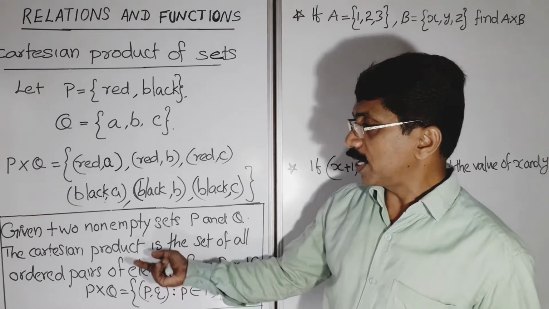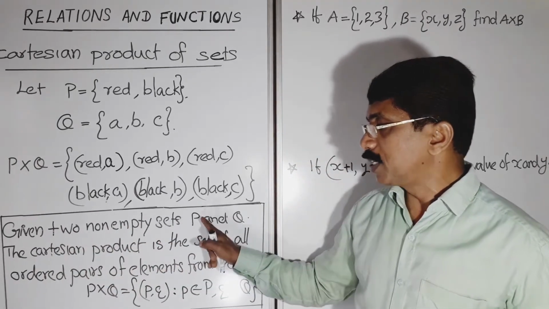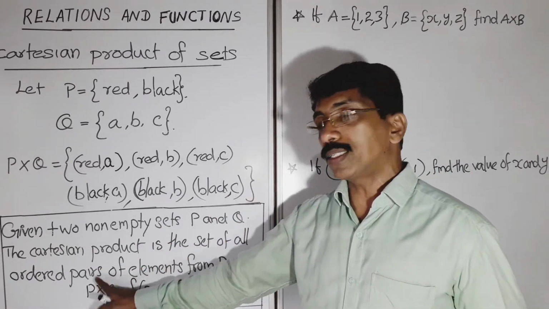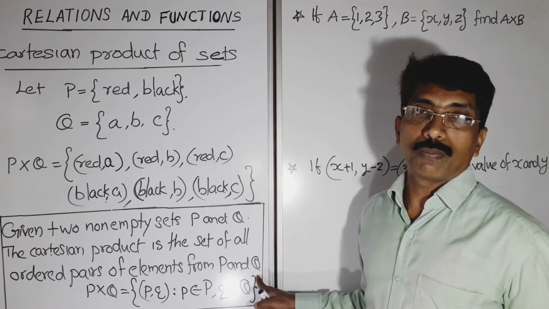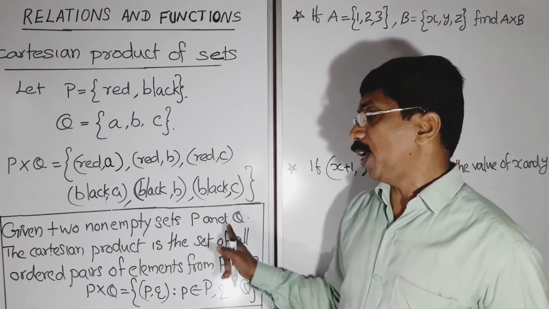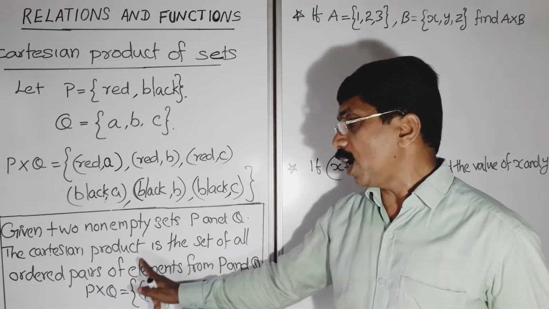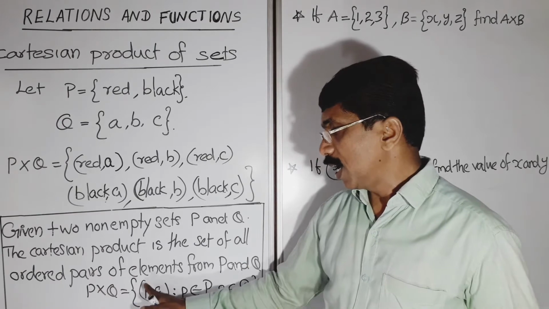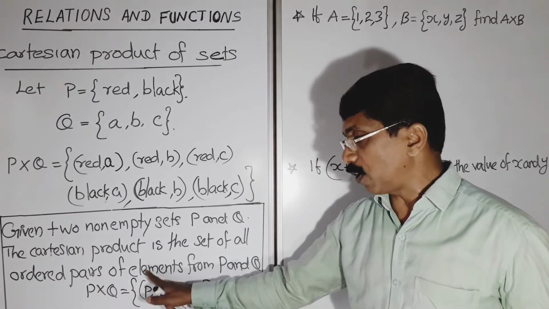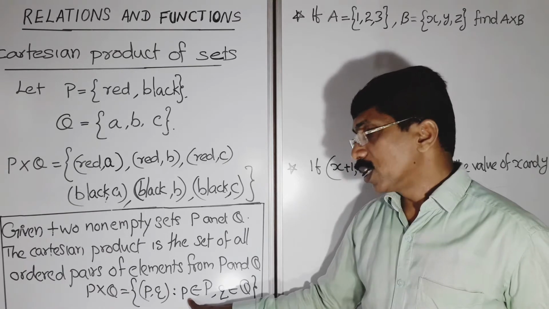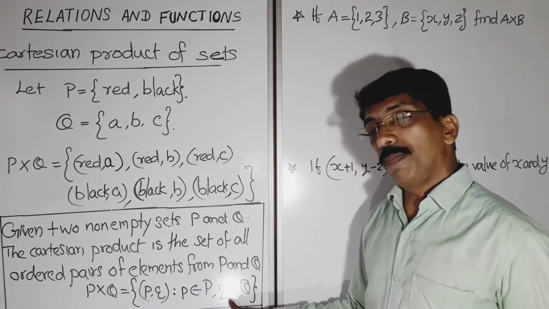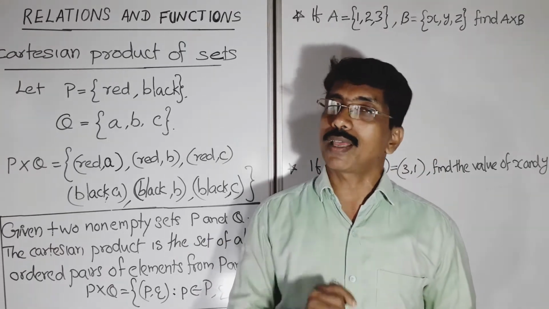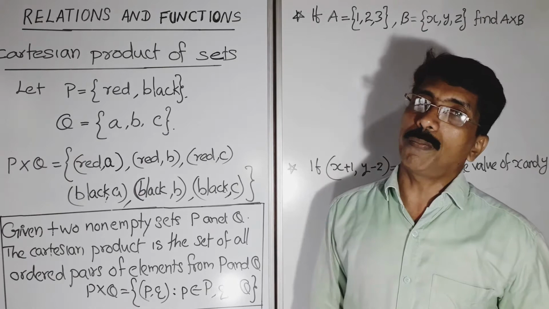Now, what is that statement? You listen. Given two non-empty sets P and Q, the Cartesian product is the set of all ordered pairs of elements from P and Q. What is the Cartesian product of P and Q? It is the set of all ordered pairs of elements from P and Q. So we can write P cross Q as set of ordered pairs (p, q), where small p belongs to capital P and small q belongs to capital Q. So this is the Cartesian product of two sets. I think you understood clearly what is Cartesian product of two sets.